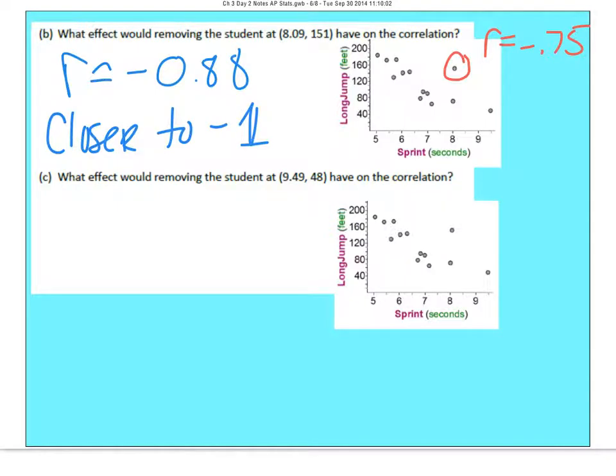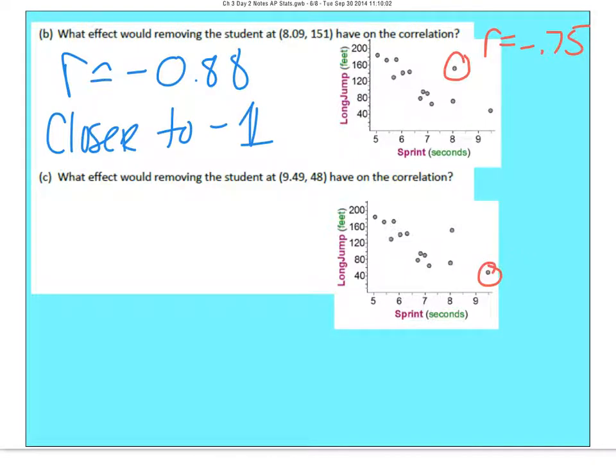Now, what effect would removing the student at 9.49 and 48 have on the correlation? That student is this one right here. So I'm going to highlight that individual student and talk about what effect I think that would have on the correlation. Before, the line was probably drawn somewhere in here because it was using this data to guide it. If that data is gone, it's probably going to look a little more flat and horizontal.